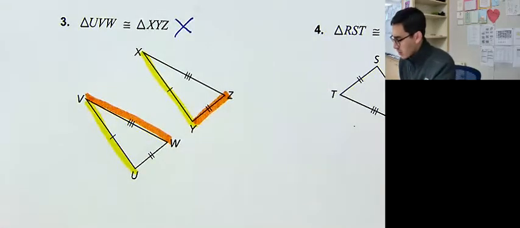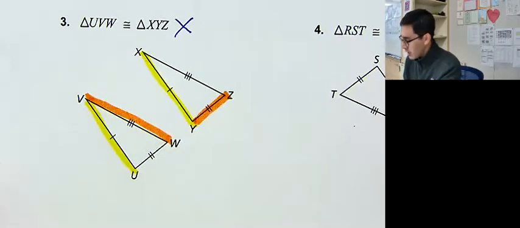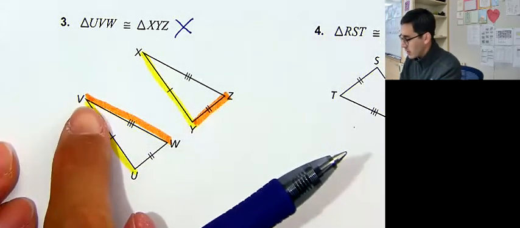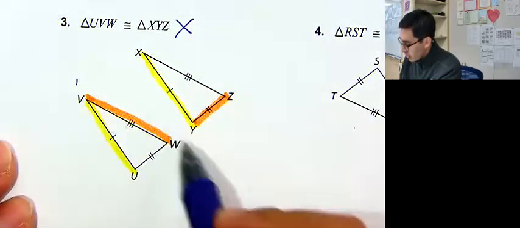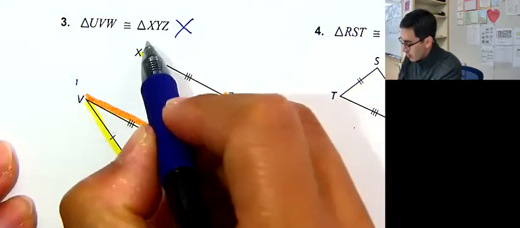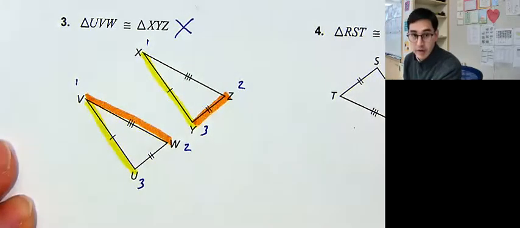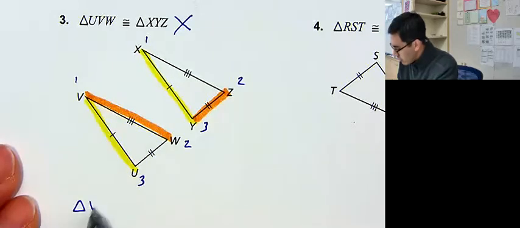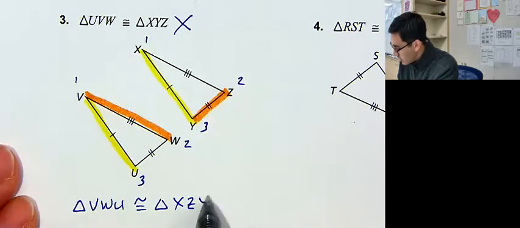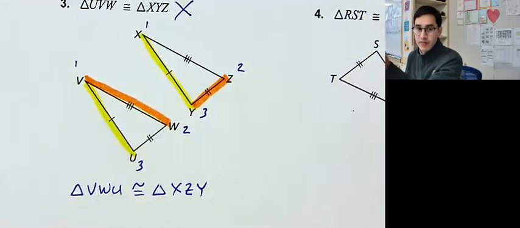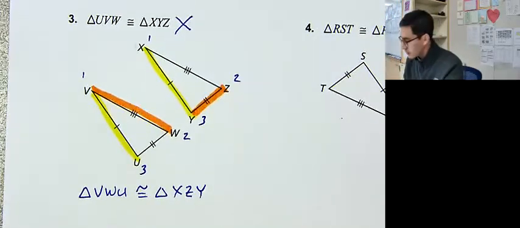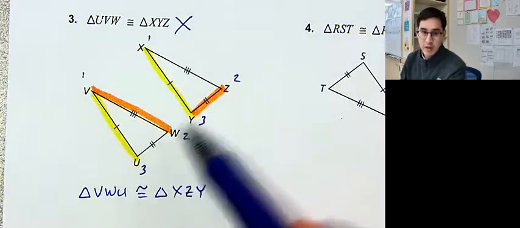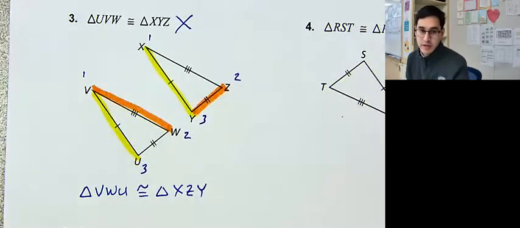Okay. So let's go ahead and name these triangles correctly. I'll call the first one, let's go VWX. I'll go 1, 2, 3, and over here I'll go 1, 2, 3, right? It's all about being consistent when you name triangles. So triangle VWU is congruent to triangle XZY. And it really helped that these triangles were in the same orientation, right? They're turned the same way.